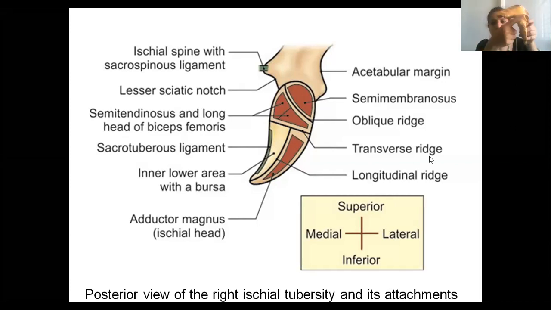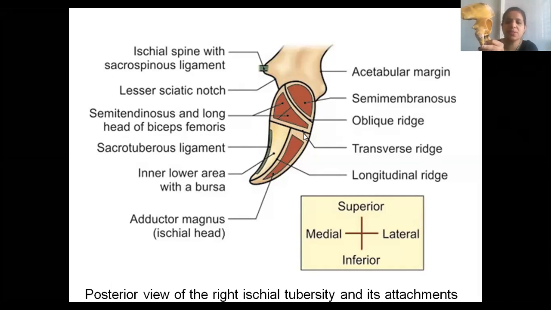This whole thing is ischial tuberosity. I'm just drawing now one transverse ridge. This pink line, whatever you see here, this is the transverse ridge.